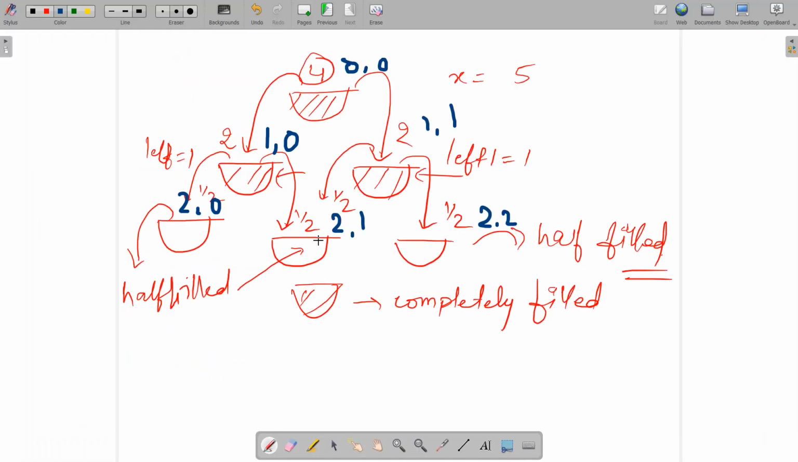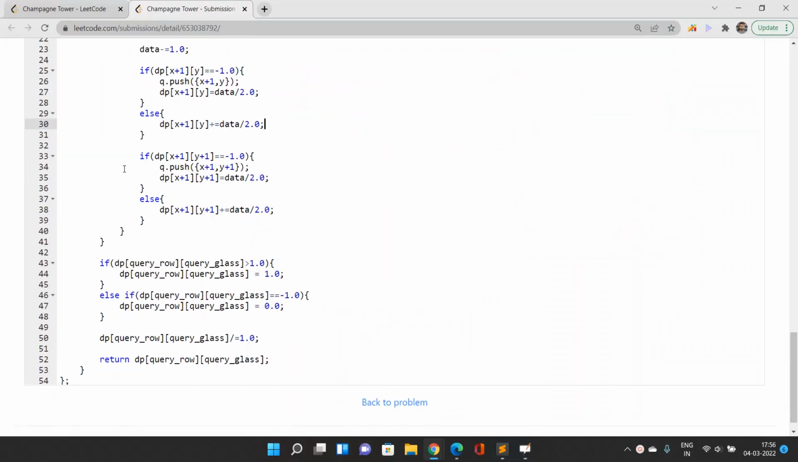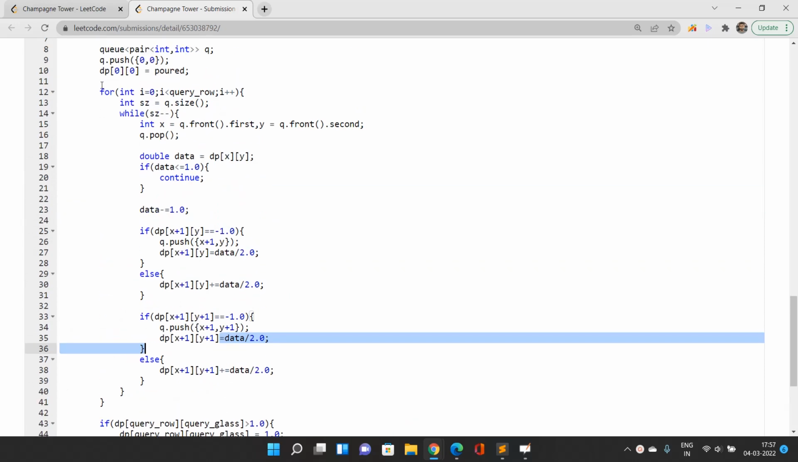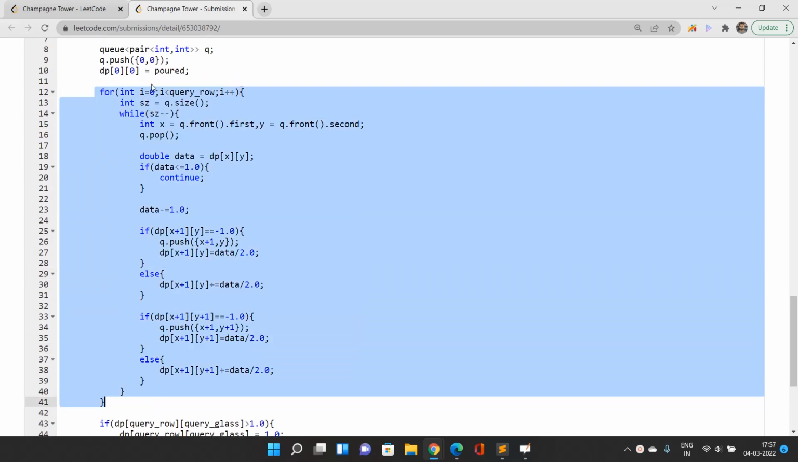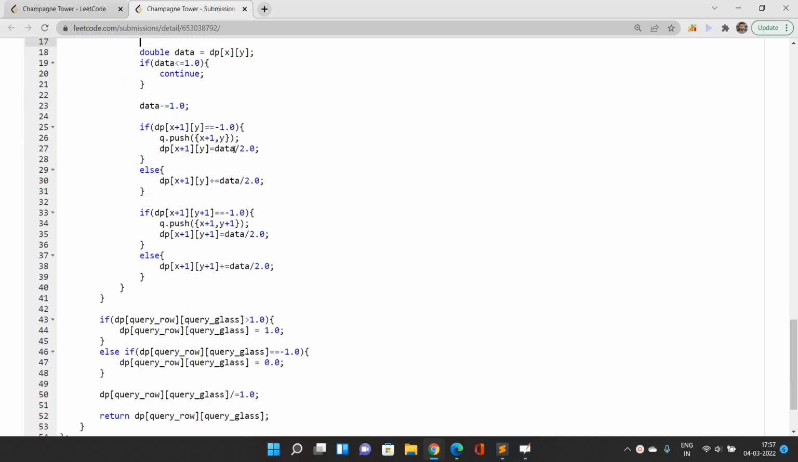Okay, so basically it is doing nothing special. Suppose you are at this glass and you are going to pour the water over to this one. Now this entry is not in the queue and it is unfilled, so you will first fill it. Okay, so when you come to this glass, you can see this is already filled, so you will add some more water to it. So this is what we are going to do, and again this is for x plus 1 y plus 1.